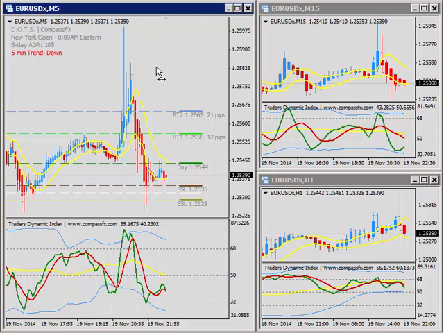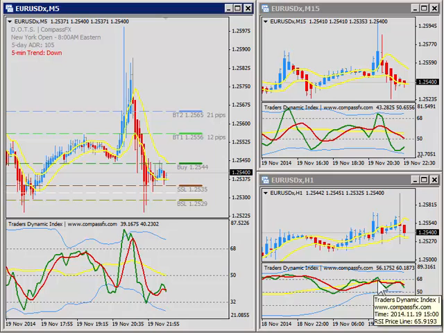Now I have the Traders Dynamic Index on each one of them. What I'm basically looking for is the situation where maybe the 5-minute pulls back and takes a bounce and moves back in the direction of the higher time frame. Same thing here. You can see that right here, the yellow market baseline is kind of flattening out. We see that happening across here in the 1 hour chart. Okay? So this is the process I go through when I trade.